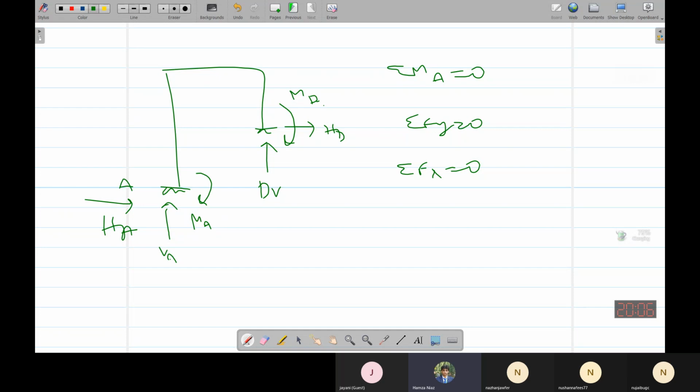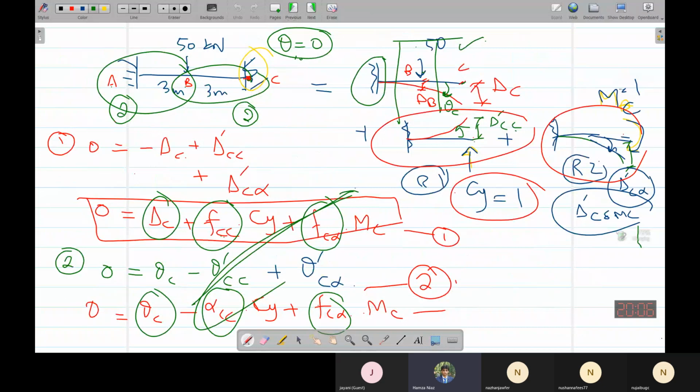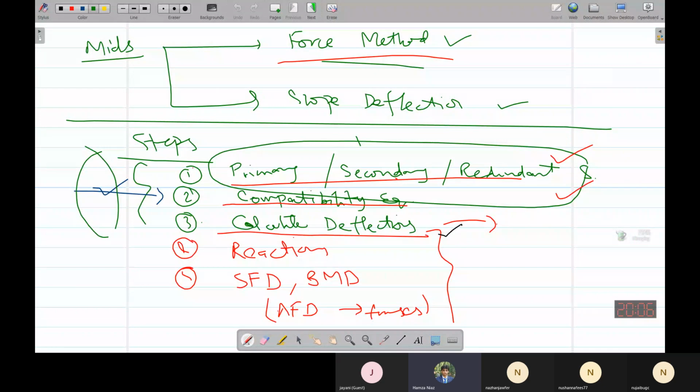Okay, so this was all about the force method. I'll try to quickly give an overview again. First, we have calculated the primary structure as well as the unit structures. Then we have written the compatibility equations, and then we calculate deflection by the unit load method. Then the reactions and the shear force and bending moment diagram.